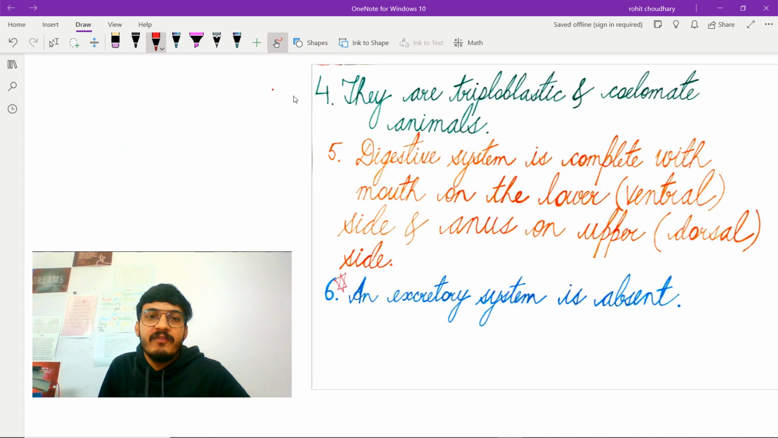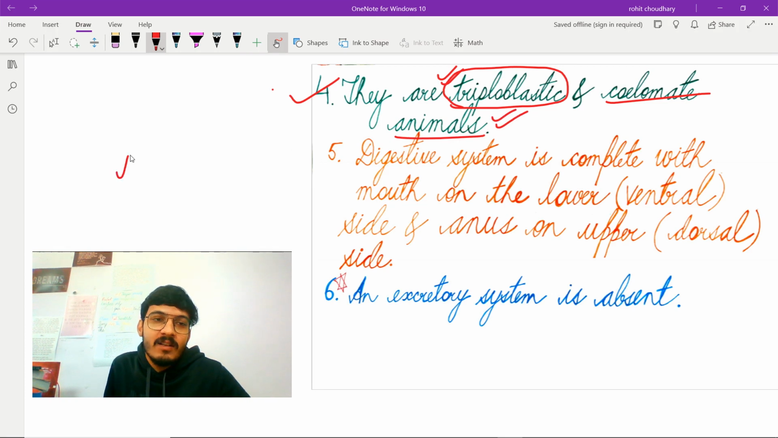The next important feature under phylum Echinodermata is they are triploblastic. Triploblastic means all the 3 germ layers will be present, namely the outermost ectoderm, the middle mesoderm and the innermost endoderm, and they are coelomate animals. Coelomate animals in which coelom is present. Coelom is nothing but the internal space or the cavity.